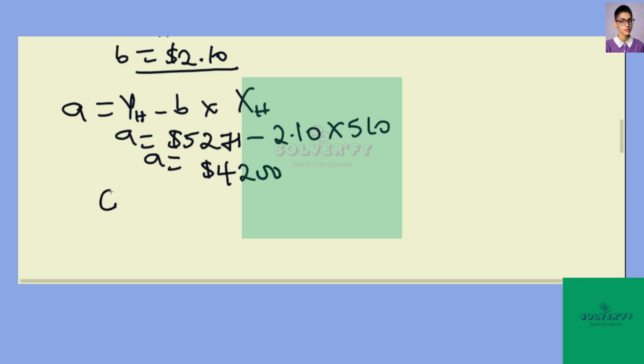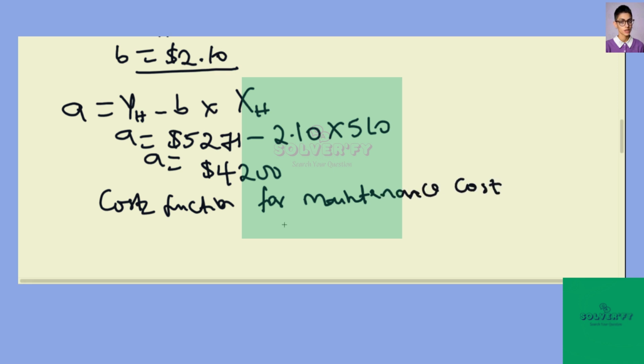4,200. So the cost function for maintenance costs is equal to y is equal to 4,200 plus 2.10x.